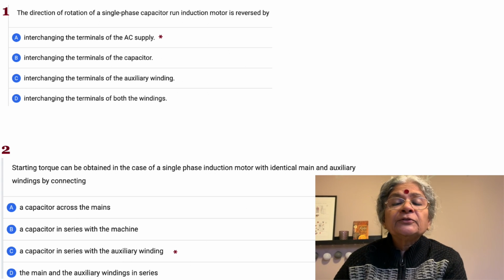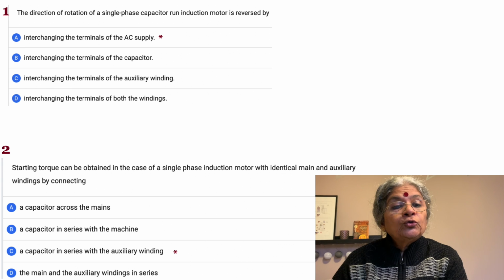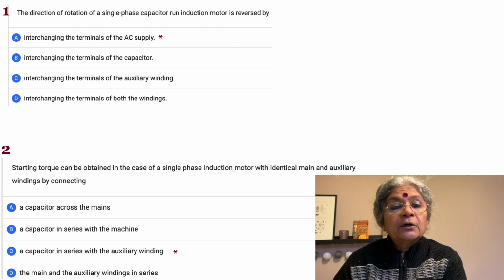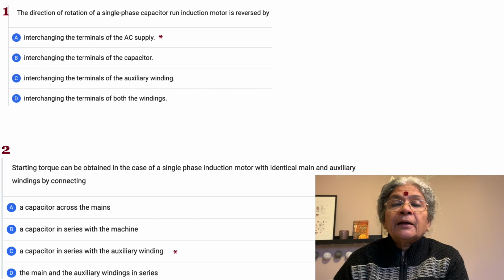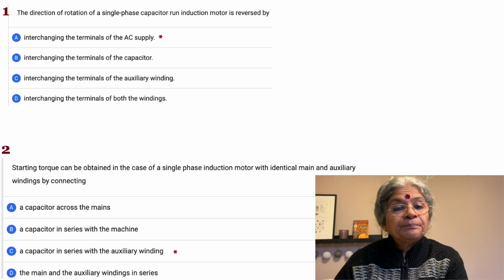Similarly, interchanging the terminals of the auxiliary winding also will not change the direction of rotation of the single phase capacitor run induction motor. The fourth option, interchanging the terminals of both the windings, is also not going to work, because the forward and the reversing torques are still in the same direction, so we have the machine running in the same direction. The only thing that will work is interchanging the terminals of the AC supply, such that the phase and neutral get altered. Moving to the next question.